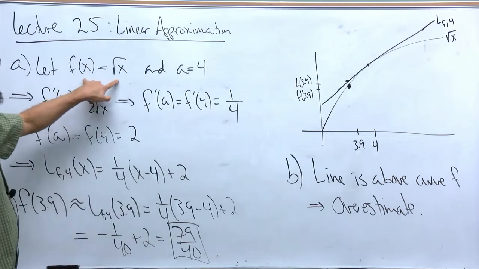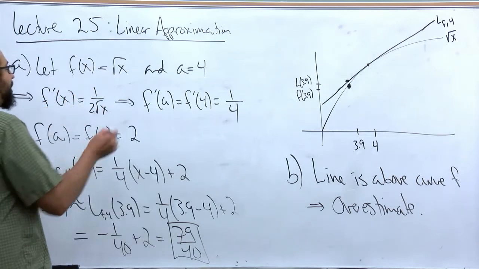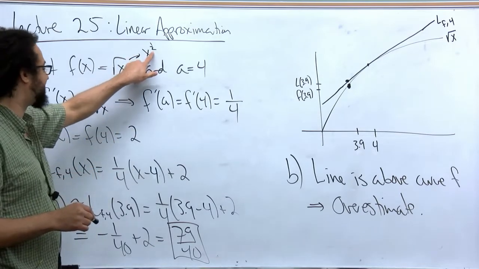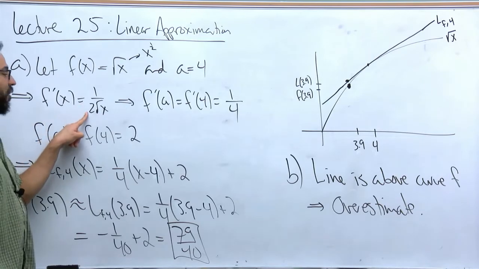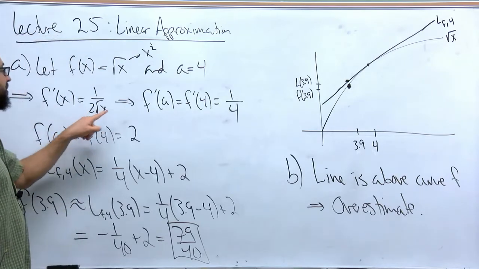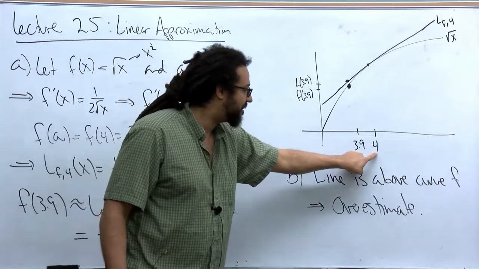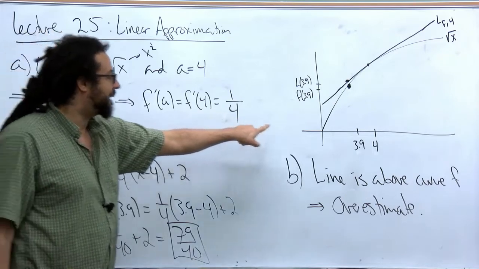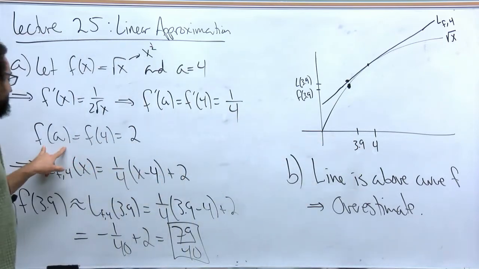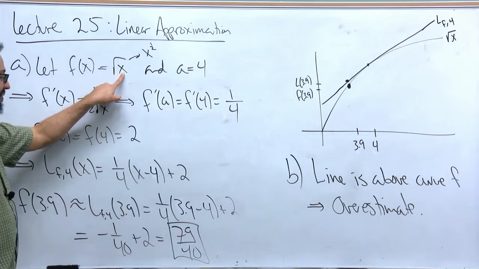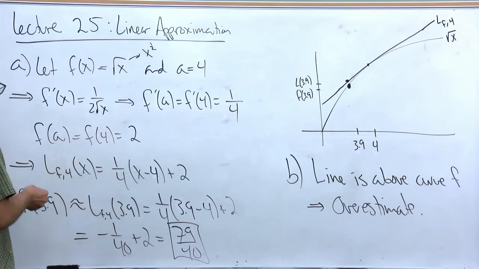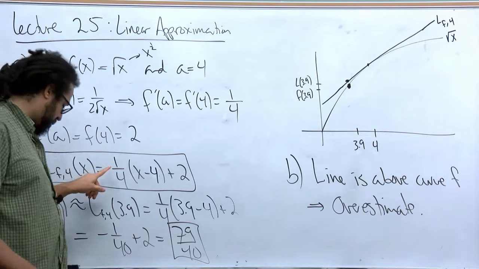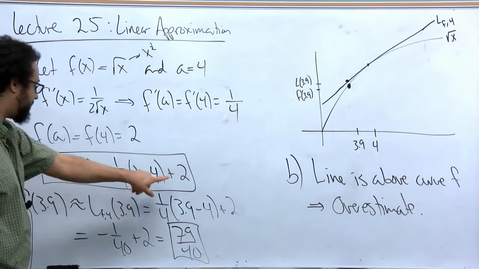Anyway, if we know that f of x is square root of x, then you can write this as x to the 1/2. Take the derivative, you get 1/2 x to the negative 1/2. That's the same thing as 1 over 2 times the square root of x. So now you're going to plug in the anchor point 4 into the derivative. When you do, you get 1/4. And then again, plug the anchor point into the function itself. And when you do, the square root of 4, we know that that is equal to 2. So here is the equation of the tangent line: L of x equals 1/4 times x minus 4, plus 2.